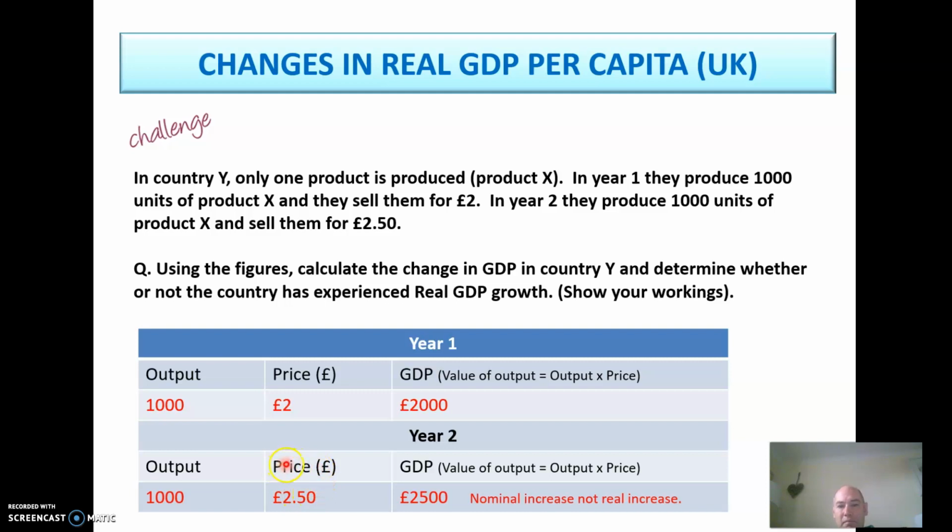If all that's happened is that there's been an increase in price, well, actually that would be a nominal increase and not a real increase in GDP. Okay, and that's why we have to take inflation into account. In this instance, it looks as if GDP has gone up by 25%, but actually all that happened was price went up by 25%, unless it can be explained via an improved product, okay, which certainly wasn't explained to you, so we would expect this to be a nominal increase.